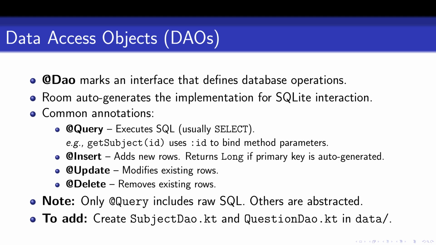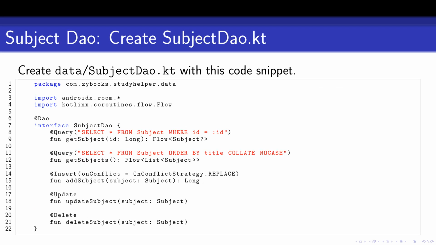For our app, we'll create 2 DAO interfaces, Subject DAO and Question DAO. The Subject DAO interface handles operations on the subject table. It includes functions for retrieving a single subject by ID, getting all subjects ordered by title, and performing insert, update, and delete actions. The implementation uses SQL queries where needed, like fetching all subjects or selecting by ID, and delegates the rest to Room's built-in capabilities.